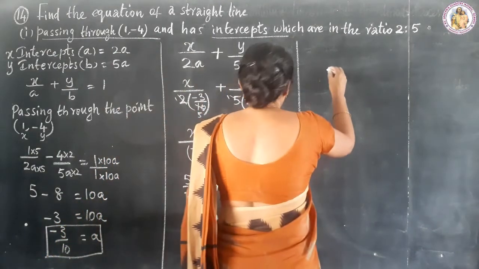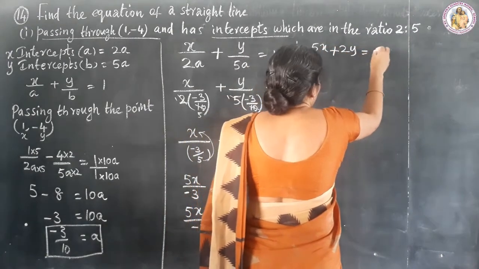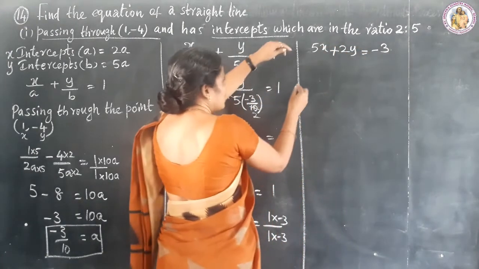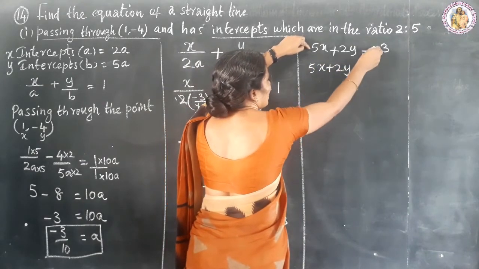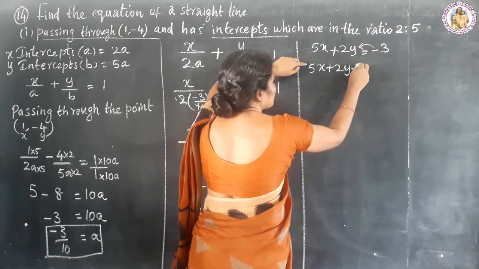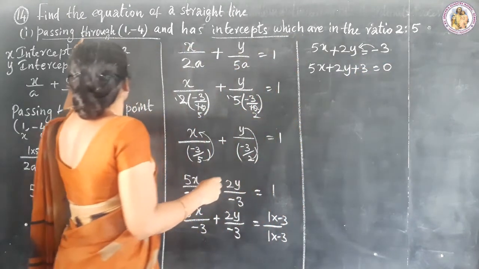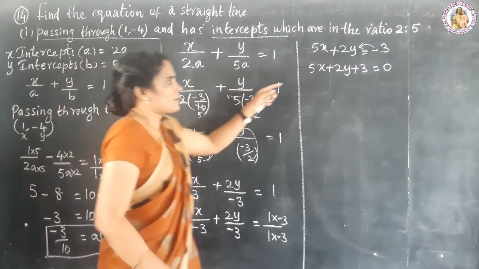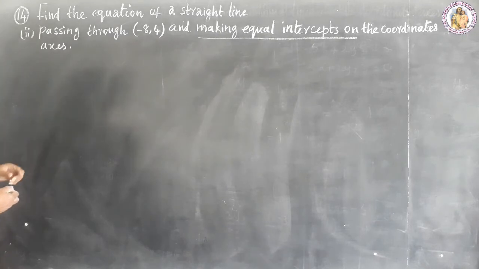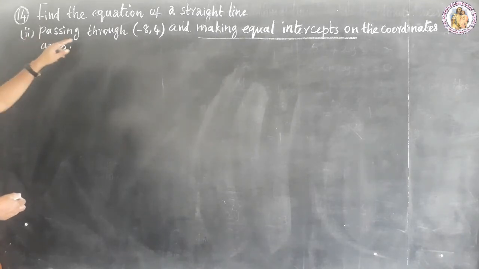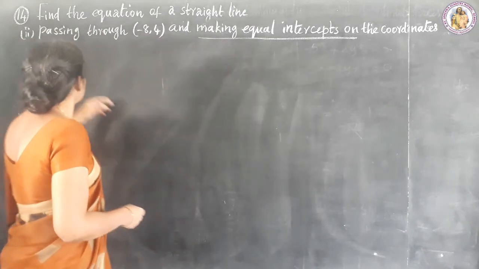Now here 5x plus 2y is equal to minus 3. In the next step, 5x plus 2y minus 3, when it comes to the left side it becomes plus 3, is equal to 0. Therefore, the equation of the straight line is 5x plus 2y plus 3 is equal to 0. Question number 14. Find the equation of a straight line passing through the point minus 8, 4 and making equal intercepts on the coordinate axes.